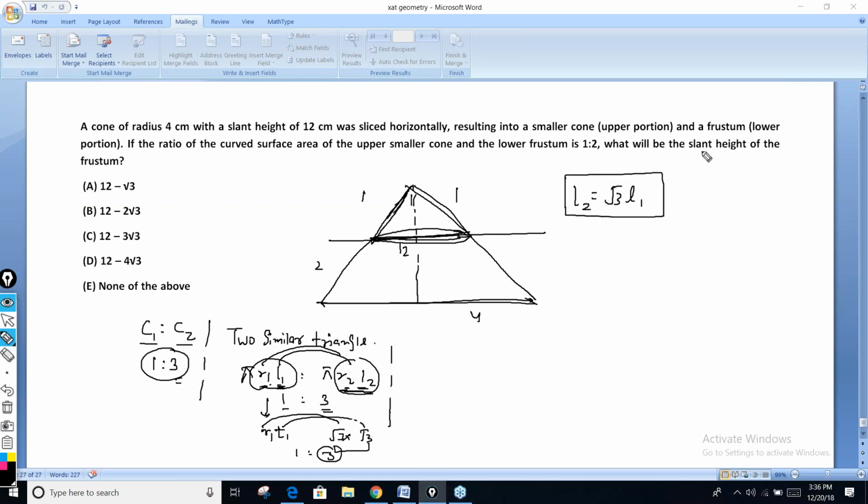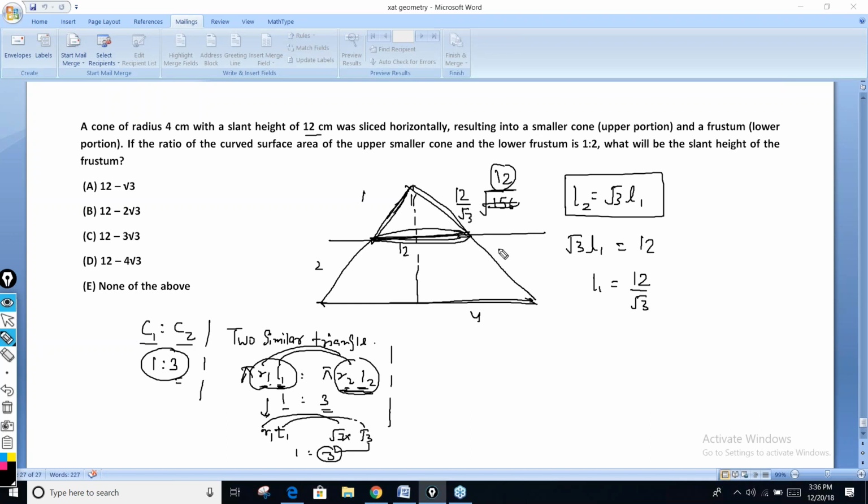So what do we need to find? The slant height of the frustum. If we know the slant height of the bigger cone, that is 4 and 12, so the slant height will be root of 144 plus 16, that is 156. Okay, the slant height is given as 12, so root 3 L1 equals 12, so this L1 will be 12 upon root 3. So the slant height of this part will be 12 upon root 3.